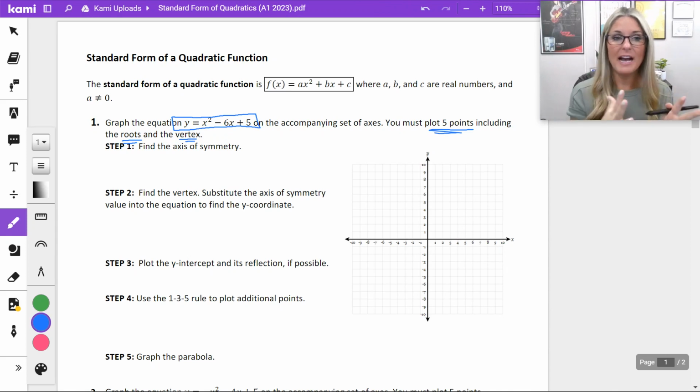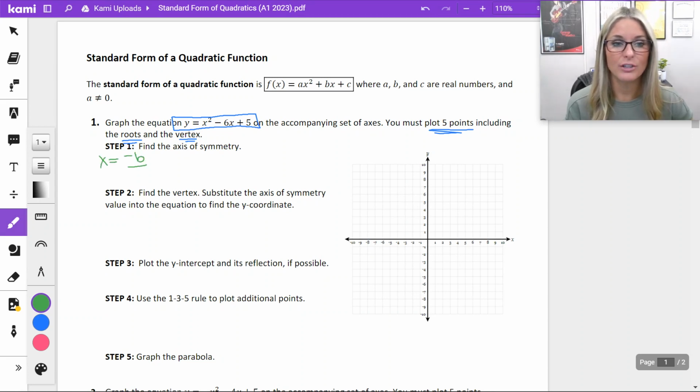Step 1 to graph standard form is to find the axis of symmetry. So there's a little baby formula for axis of symmetry, x equals negative b over 2a. This is going to be the center of our parabola, literally the middle of the symmetric shape of our parabola. So let's look here at our function that we've been given. We have an understood 1, x squared minus 6x plus 5. So our a is 1, our b is negative 6, and our c is 5.